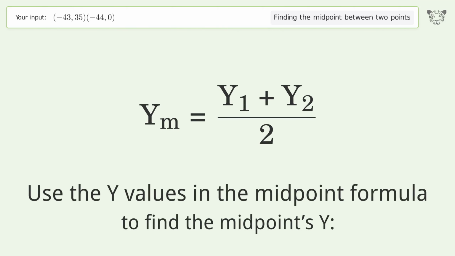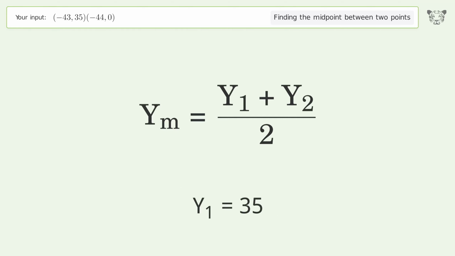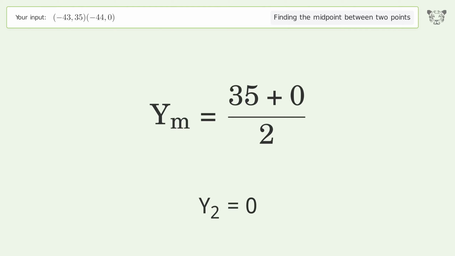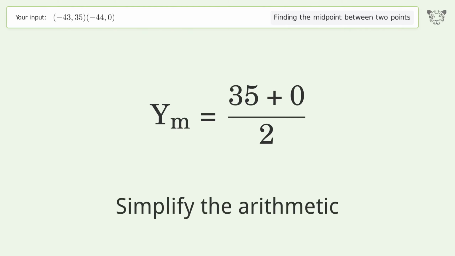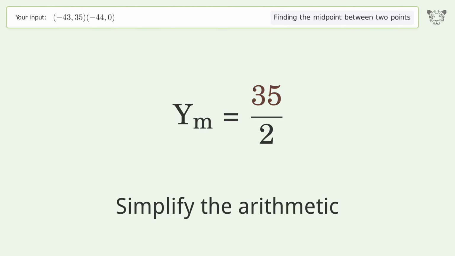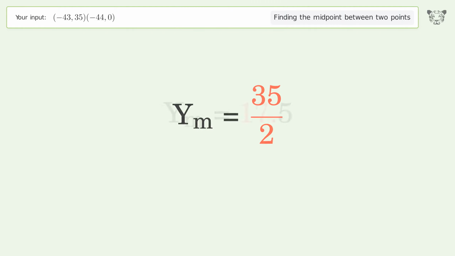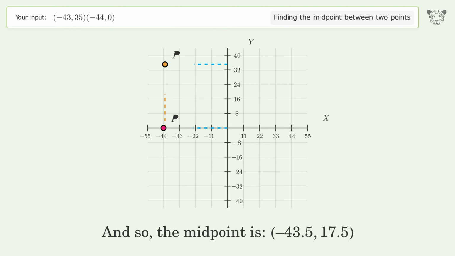Use the y values in the midpoint formula to find the midpoint's y. y1 equals 35. y2 equals 0. Simplify the arithmetic. And so, the midpoint is negative 43.5, 17.5.